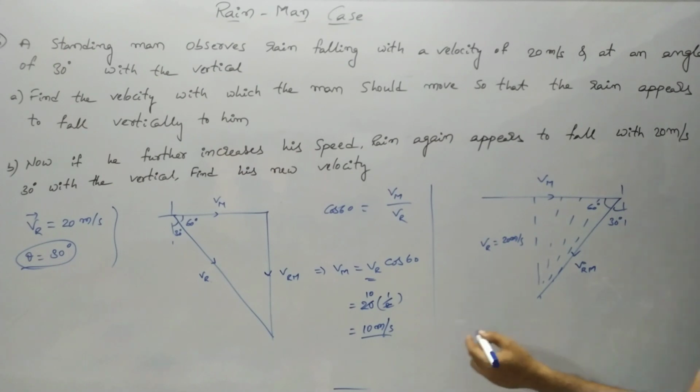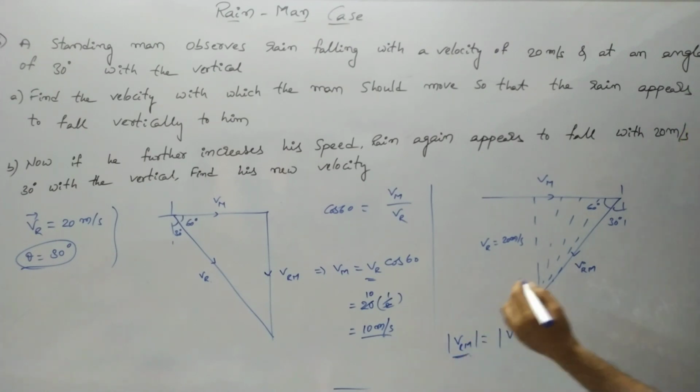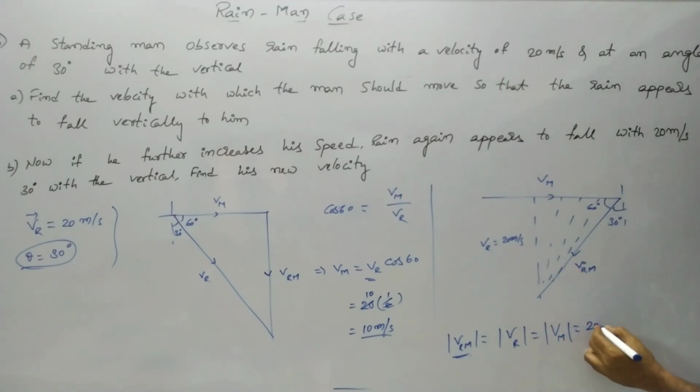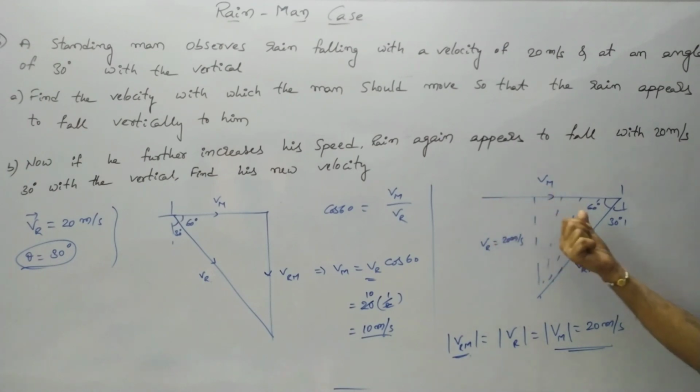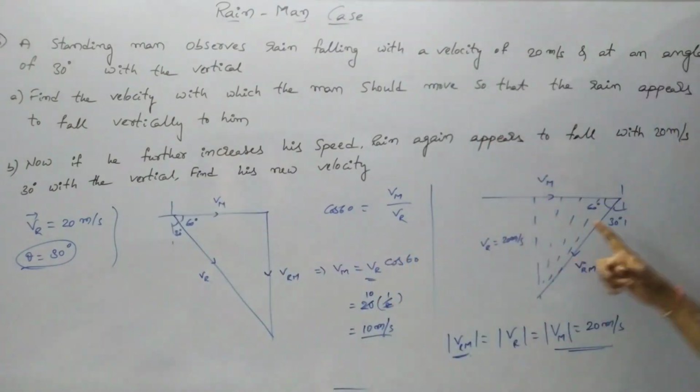Based on that, we can represent that the magnitudes of all the velocities will be equal. So the velocity of the rain with respect to man is equal to the velocity of the rain, which is equal to the velocity of the man, which is 20 meter per second. So if the man moves with this speed, the rain appears to fall with a velocity of 20 meter per second and at an angle of 30 degrees with the vertical. Take a screenshot, we will continue.